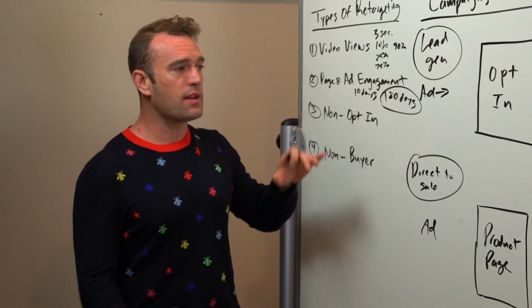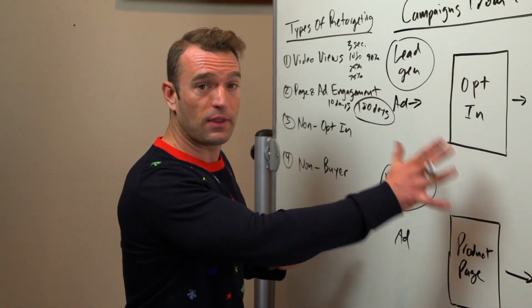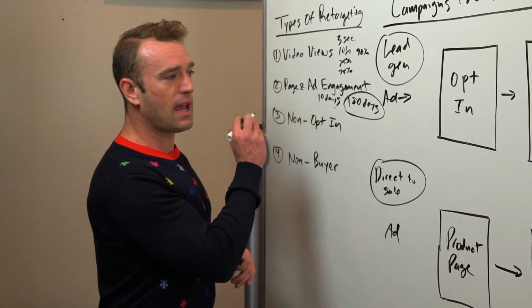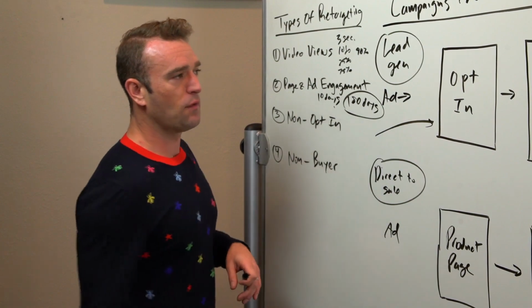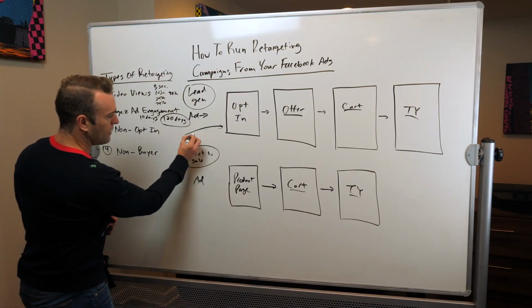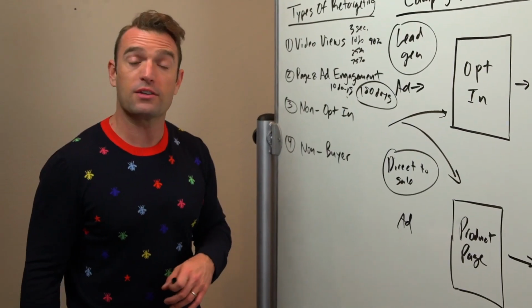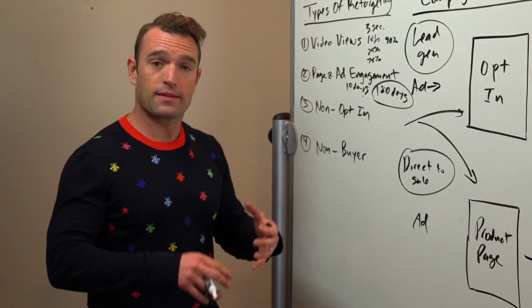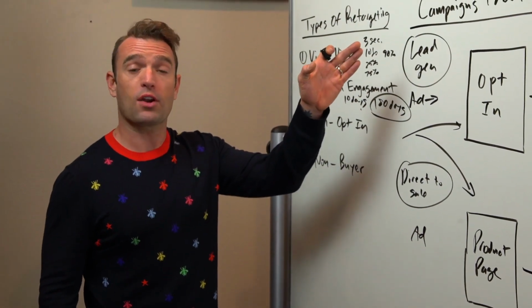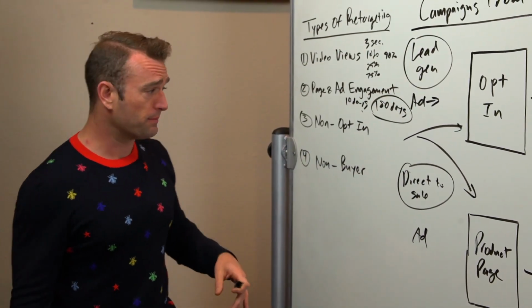But what you can do then is segment out all the people that have taken the action that you wanted them to take, and then create another ad to that audience that drives them back into the fold. So if you're doing lead gen, you'd want to drive them to opt in. If you're doing direct to sale, you drive them straight back to the product page and try to get them to buy. So that's another unique thing that Facebook gives you that you can do with retargeting that very few people ever talk about.